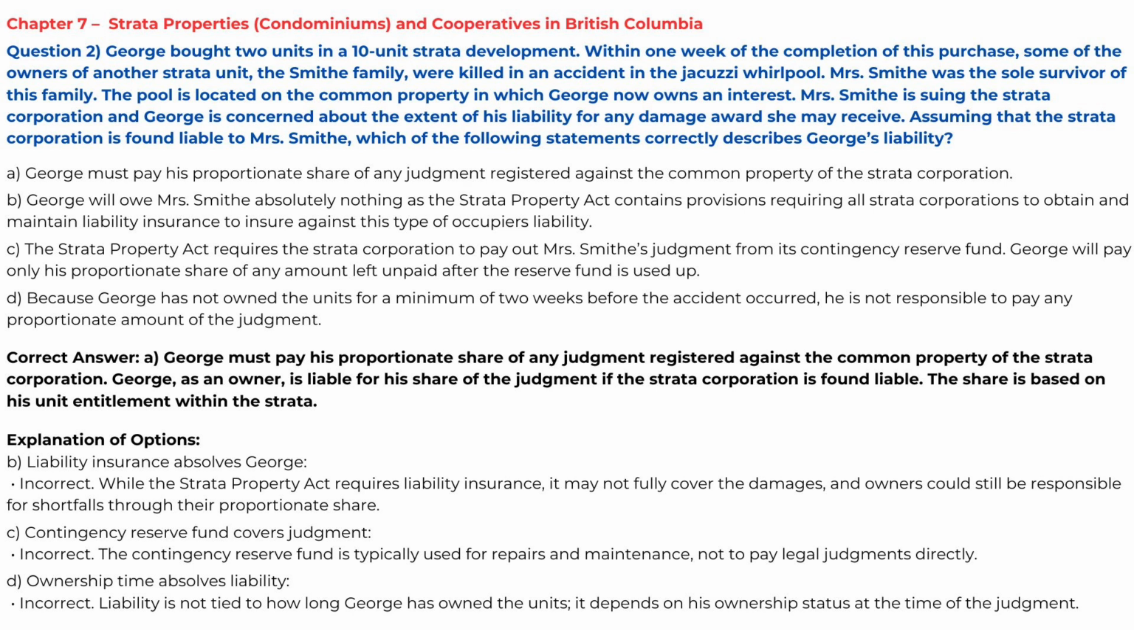Explanation of options. B. Liability insurance absolves George. Incorrect. While the Strata Property Act requires liability insurance, it may not fully cover the damages, and owners could still be responsible for shortfalls through their proportionate share. C. Contingency Reserve Fund covers judgment. Incorrect. The Contingency Reserve Fund is typically used for repairs and maintenance, not to pay legal judgments directly. D. Ownership time absolves liability. Incorrect. Liability is not tied to how long George has owned the units. It depends on his ownership status at the time of the judgment.